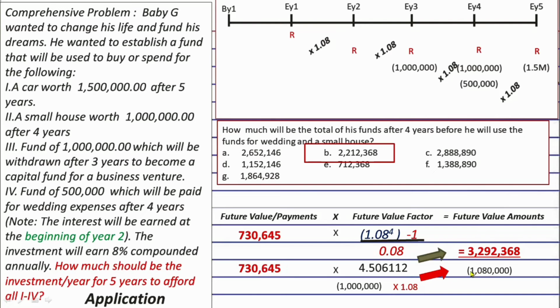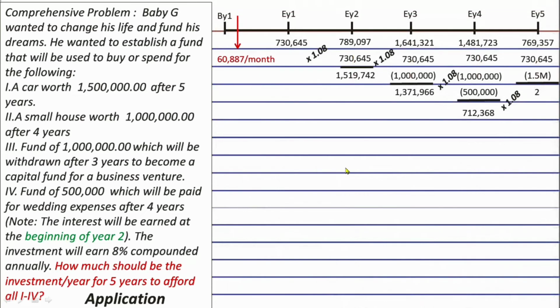Okay? And if we do that, it will become 1,080,000. And that's the amount that you need to deduct from here. And if you do that, then we will already get the 2,212,368, which is the same with this one. Okay? Now, let's move directly to question number 5.